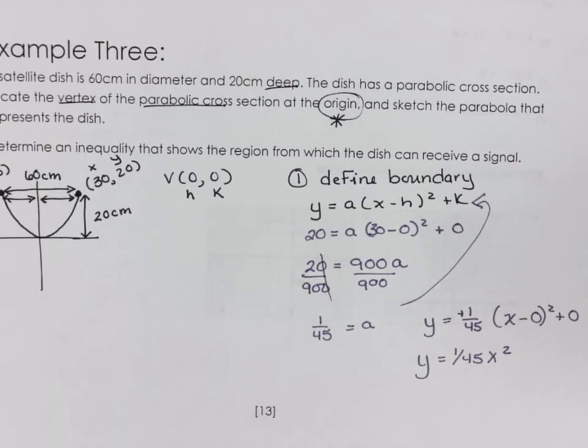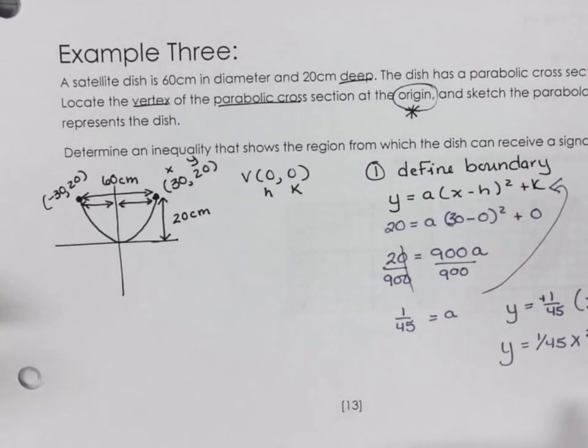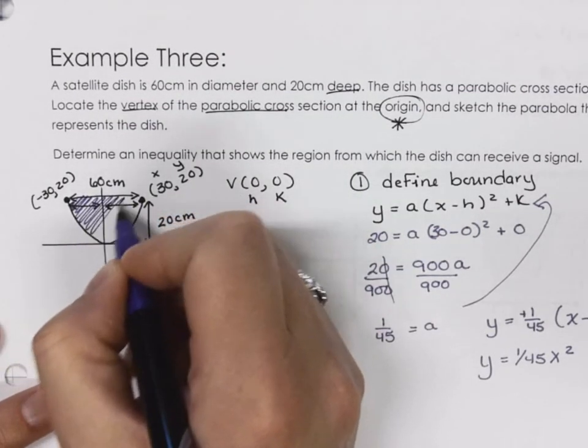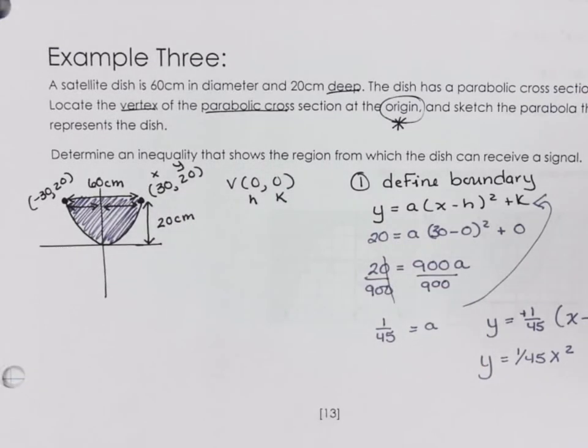Okay, so that tells me my boundary, but now we have to talk about, it's not just the dish. Where does the signal come into the dish? Does it happen inside the dish or outside the dish? Inside. Inside the dish. So this is why this is an inequality question, because the signal is being received not just on the boundary, but everywhere in that dish, everywhere in that cup. It receives all those signals, and we get our television and all kinds of other fun stuff. Okay, so we define the boundary.